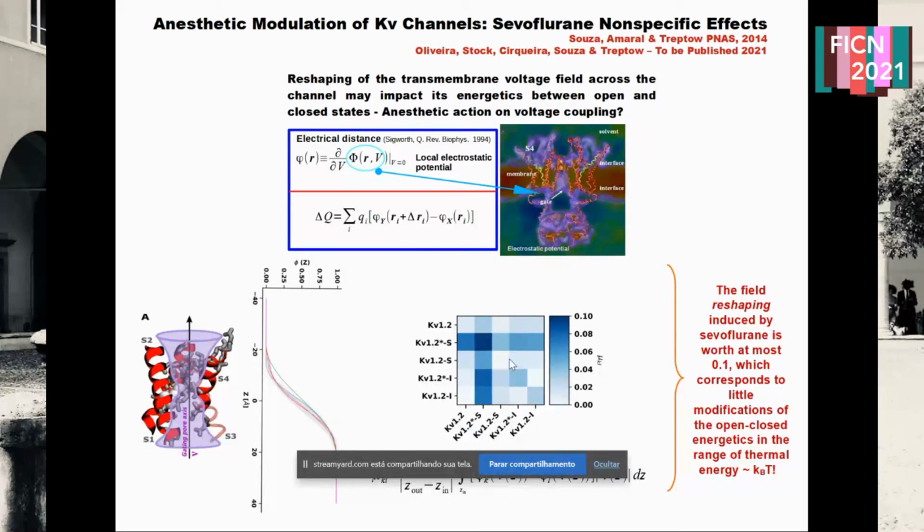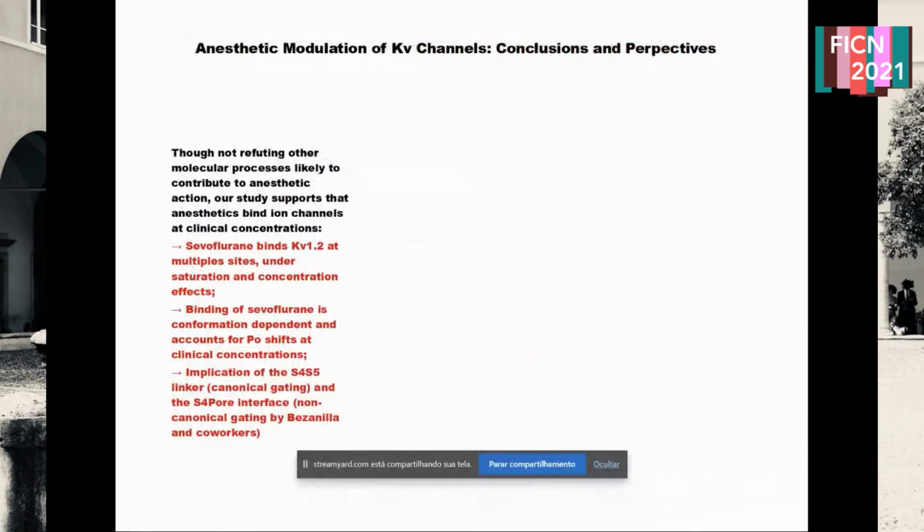What is important to note here is that reshaping is worth at most 0.1, which corresponds to little modifications of the open-close energetics in the range of thermal energy, meaning that, at least for this case, the ligand does not change the amount of gating charge being transported by the channel, therefore validating our two-state thermodynamical model, and therefore providing further support for its application on the investigation of this ion channel and that general anesthetic.